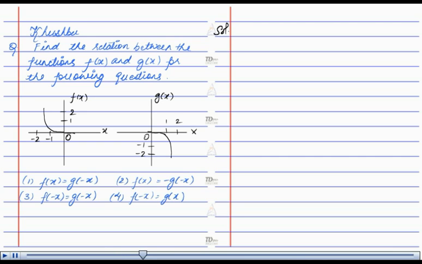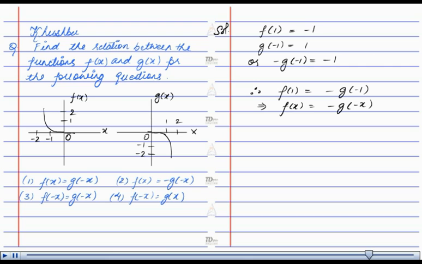From the first graph for f of x, we observe that f of 1 is equal to minus 1. And from the second graph, we observe that g of minus 1 is equal to 1, or minus of g of minus 1 is equal to minus 1. Therefore, we have f of 1 is equal to minus of g of minus 1, or in generalized form, f of x is equal to minus of g of minus x. So the correct answer is option number 2.